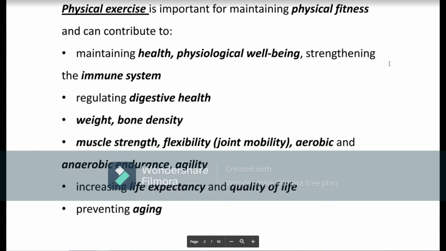Physical exercise is important for maintaining physical fitness and can contribute to maintaining health, physiological well-being, strengthening the immune system. Also, it's important in regulating digestive health, weight and bone density, muscle strength, flexibility and joint mobility, aerobic and anaerobic endurance, and agility. Also, physical exercising contributes a lot in increasing life expectancy and the quality of life, and it also prevents aging. So let's go through each of these outcomes and give some brief presentation of their examples correspondingly.